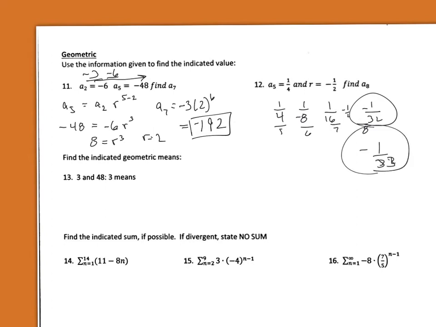Oops, 32, sorry. Negative 1/32 is the answer. I just can't write that for some reason. So we have 3 means here. So we know we have a 3, 1, 2, 3, and then it ends in 48.